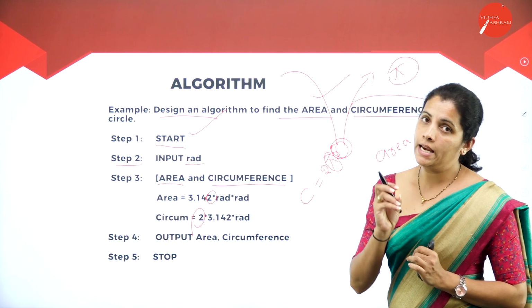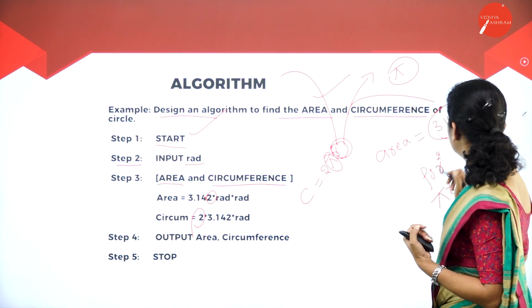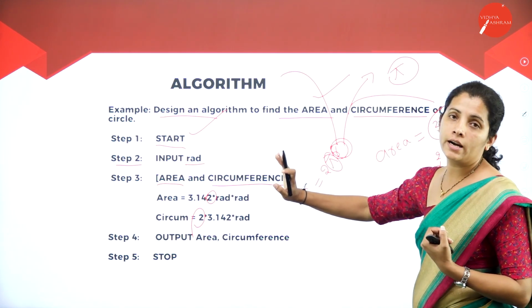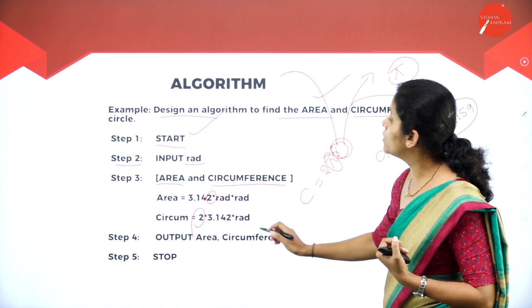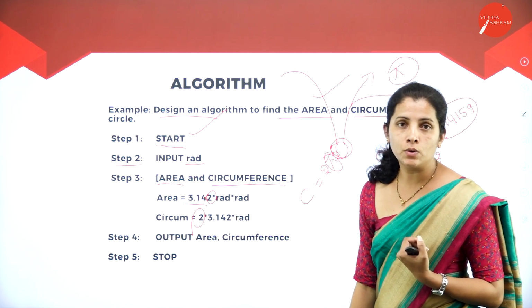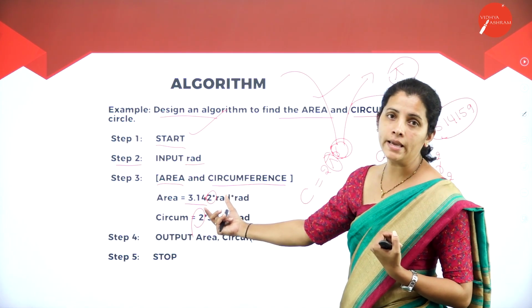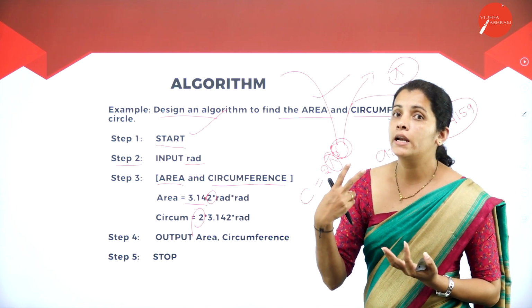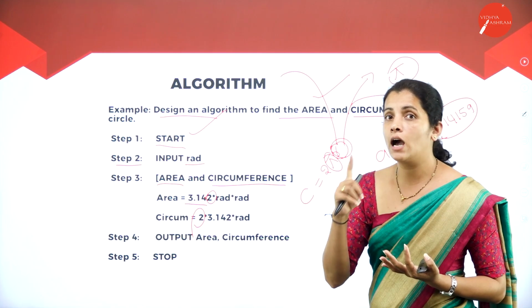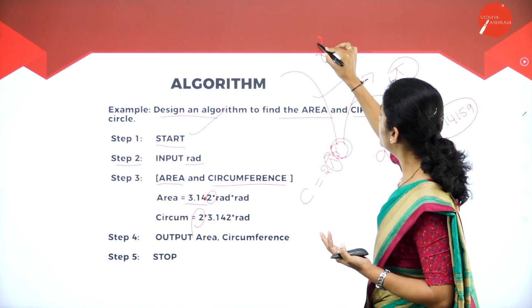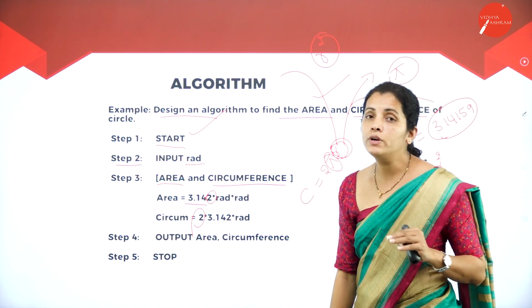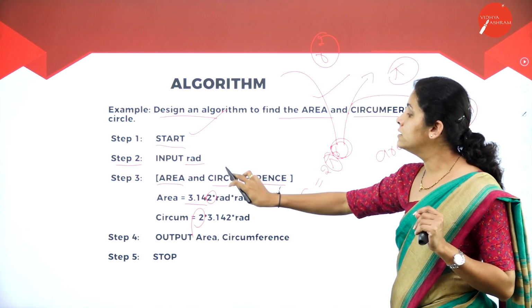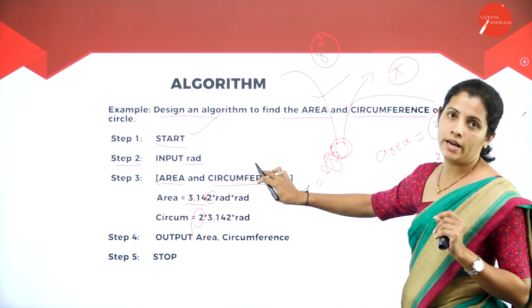So to find the area, I have an algorithm. What is the algorithm I have? That is pi r square. But here I cannot write pi directly. So what will I do? I'm going to write the constant value. So here, what is the constant value for pi? That is 3.142. And I want to multiply radius twice because it is pi r square. I cannot write r square directly because the computer cannot understand r square. So what will I do? I'm going to write radius into radius.